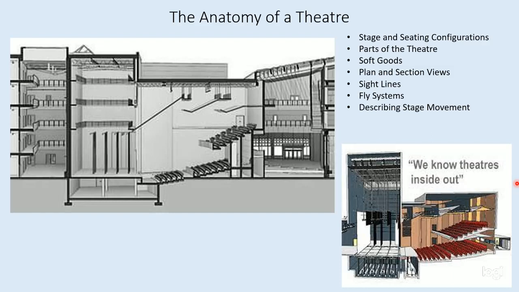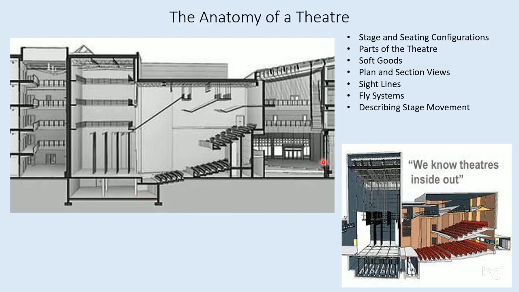In these videos, I'd like to talk about the anatomy of a theater. In these videos, we'll talk a little bit about seating configurations, about how we arrange seats versus how stages are laid out. We'll talk about the specific parts of the theater, from the stage to the fly house, lighting positions, seating areas, the areas under the stage.